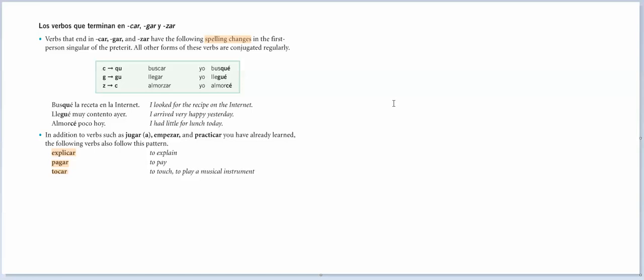Okay, so I'm going to go ahead and talk about some of these changes. The first one deals with the CAR, GAR, and ZAR verbs. And what happens is, we already talked about the GAR, but ZAR works the same way. C has two sounds. C can sound like K next to an A, an O, a U, or a consonant. And it can sound like an S next to an E or an I, okay? Well, if your verb in its infinitive form has a hard C sound, we want to keep that hard C sound throughout. So if I have the verb buscar, which I'll go ahead and put up here.